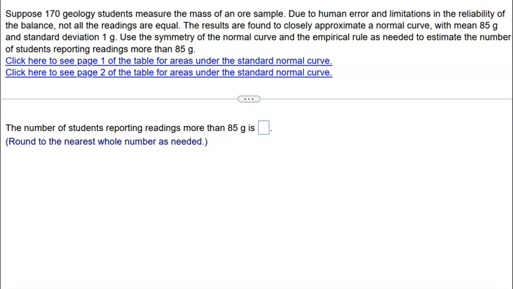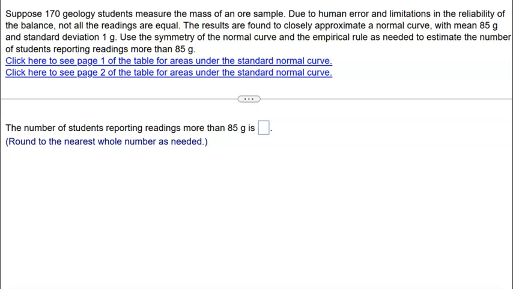It says, suppose 170 geology students measure the mass of an ore sample. Due to human error and limitations in the reliability of the balance, not all the readings are equal. The results are found to closely approximate a normal curve. So we're dealing with a normal curve with a mean of 85 grams and a standard deviation of 1 gram. Use the symmetry of the normal curve and the empirical rule as needed to estimate the number of students reporting readings of more than 85 grams.